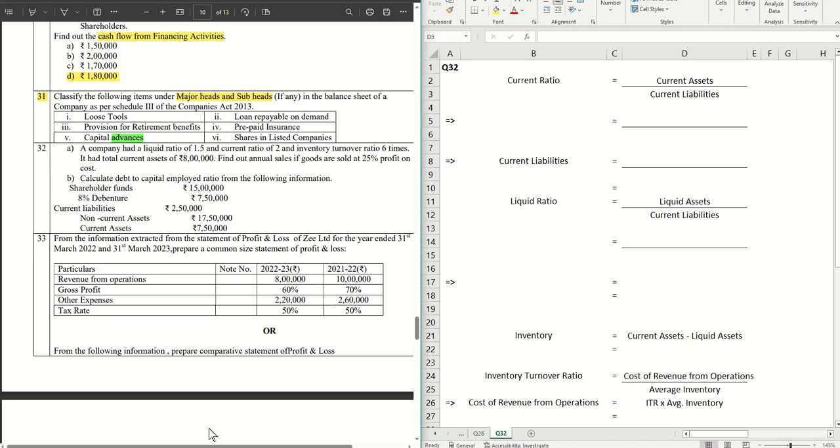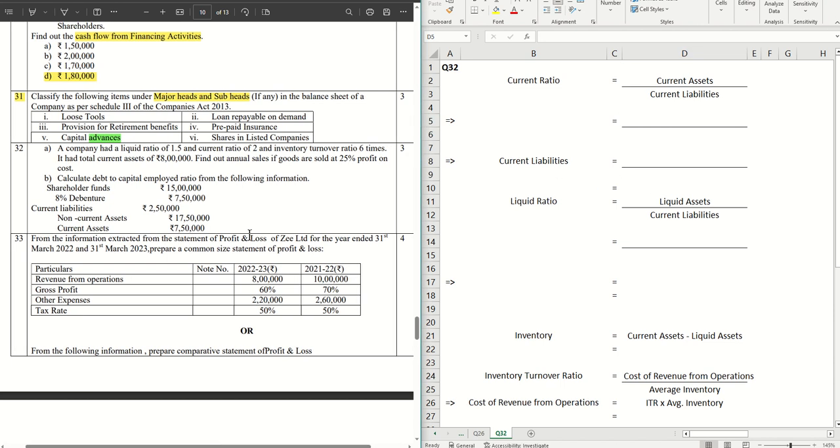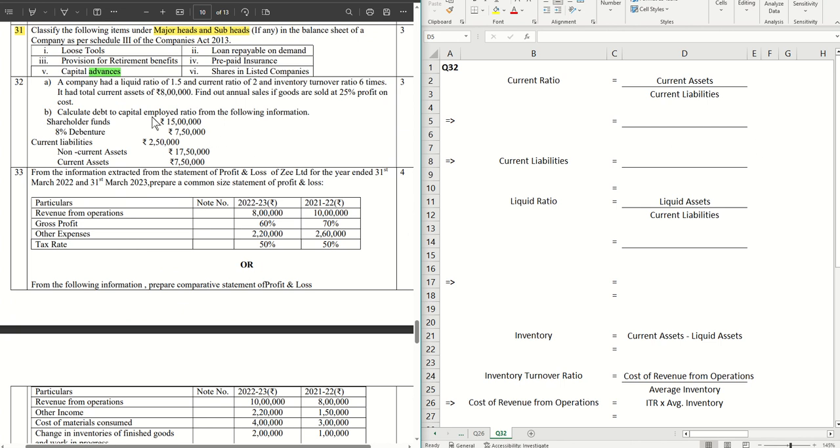Alright, without further ado, let's get started. This is a 3-mark sum of ratio analysis. We have some information already given: a company had a liquid ratio of 1.5, a current ratio of 2, and an inventory turnover ratio of 6 times. It had total current assets of 8 lakhs. You have to find out the annual sales if goods are sold at 25% on cost, and this is the point to be noted here, that 25% is on cost.